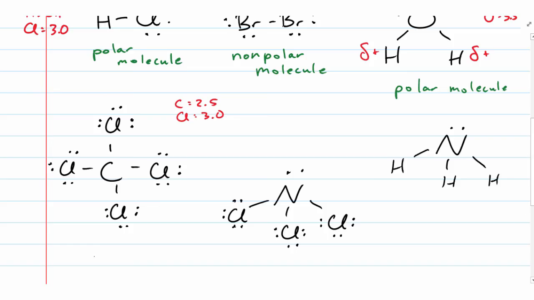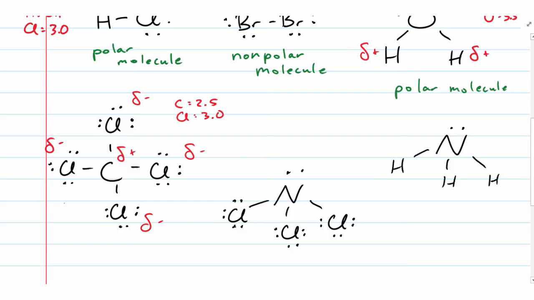Well, then we start assigning partial positives and partial negatives. Partial negative goes to which element? Chlorine. Partial negative goes to chlorine. Okay? Partial positive then would go to the carbon.